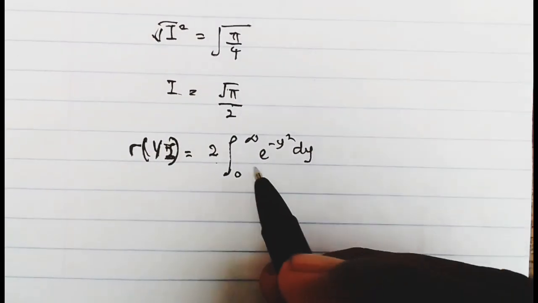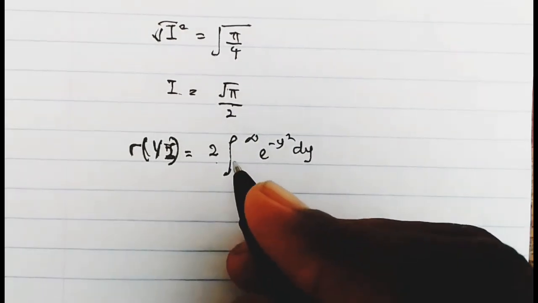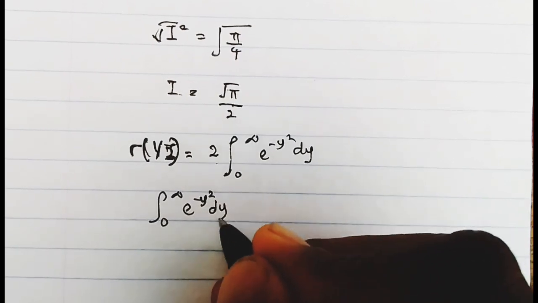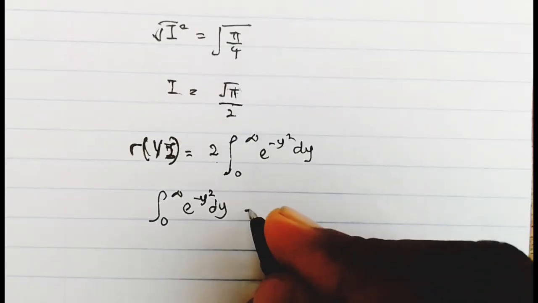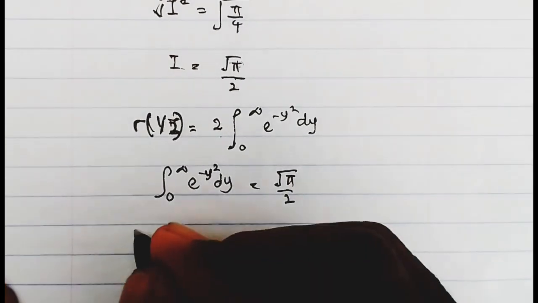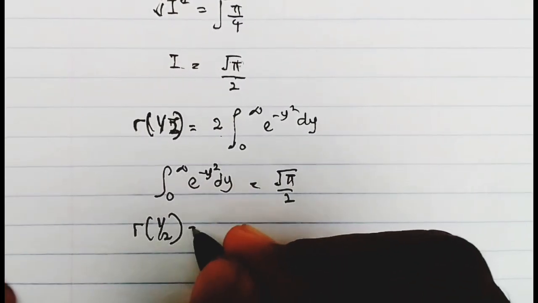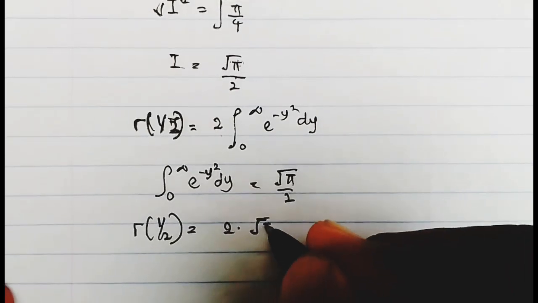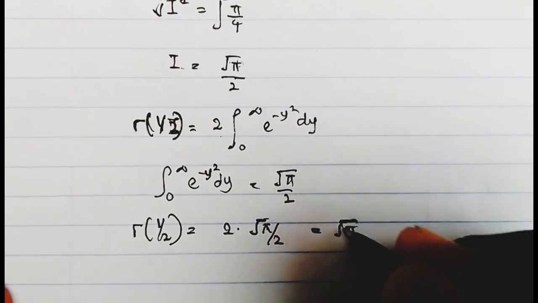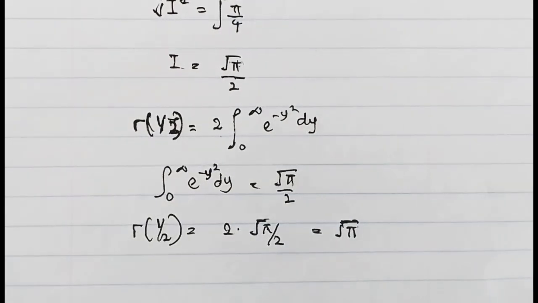We said the integral from 0 to infinity of exponential minus y square, we got it as this, root pi over 2. So we just input it back. The gamma function of 1 over 2 is equal to 2 times root pi over 2, which gives me root pi. So we can now say that assumption is correct, because we have been able to establish that the gamma function of 1 over 2 is equal to root pi.